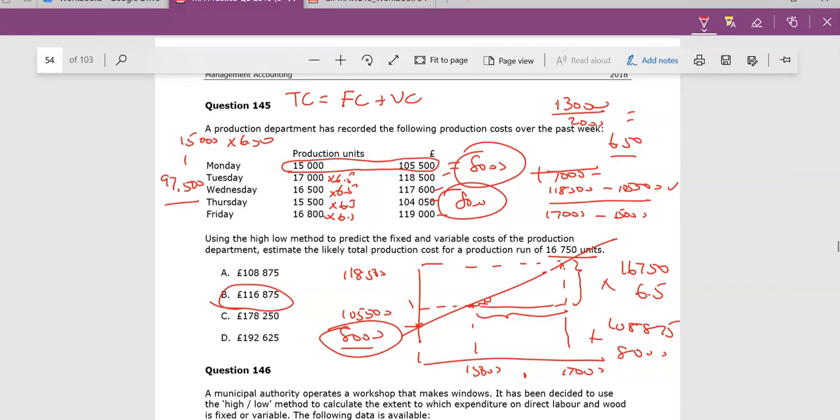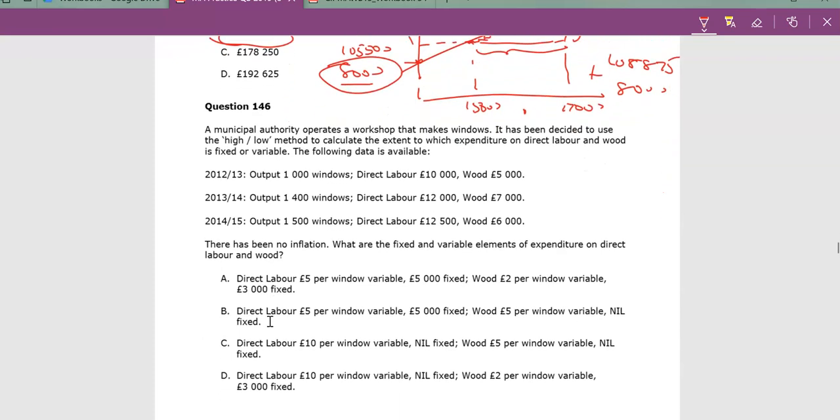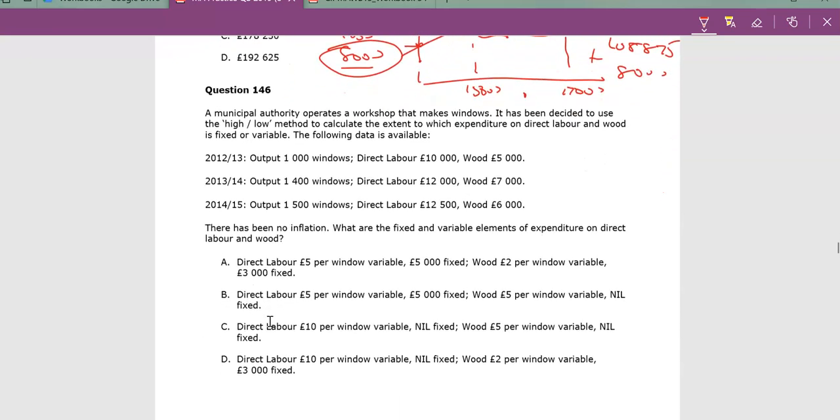The next set of questions are a good way to practice the high-low method. Some very good questions. Because there's not much space here, and this looks quite a busy question, but it isn't actually, I'm going to go onto a different page.